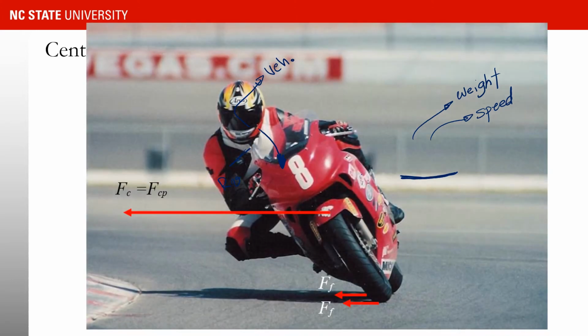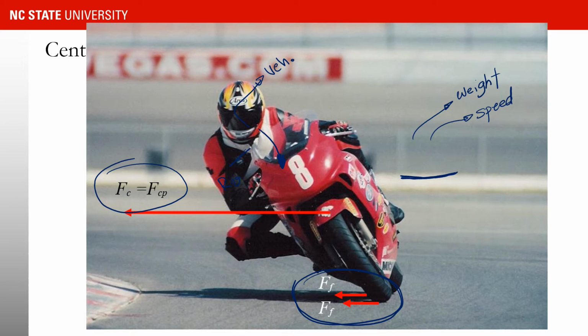So let's take a look at the motorcycle now. Here you can see that we have the centripetal force towards the center. You can see that we have the friction force that is trying to help maintain the vehicle on the road. So what happens if the coefficient of friction is low?